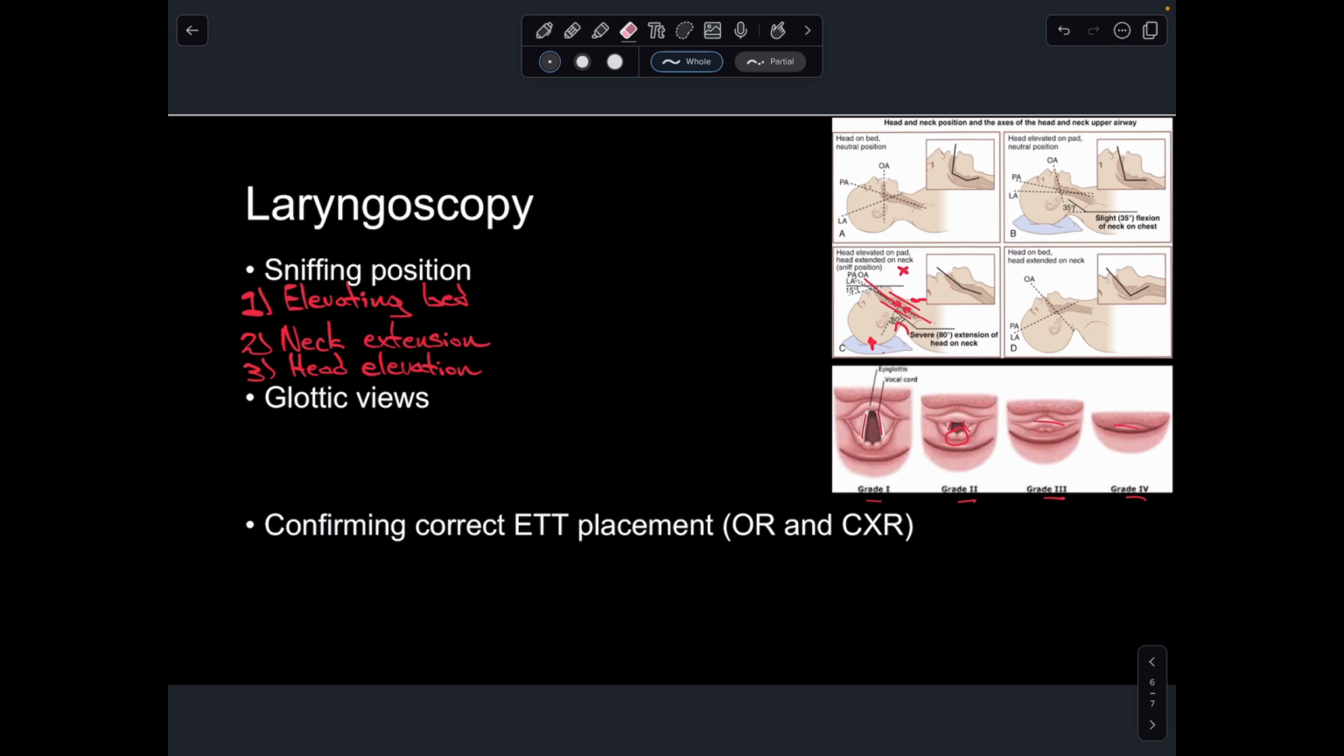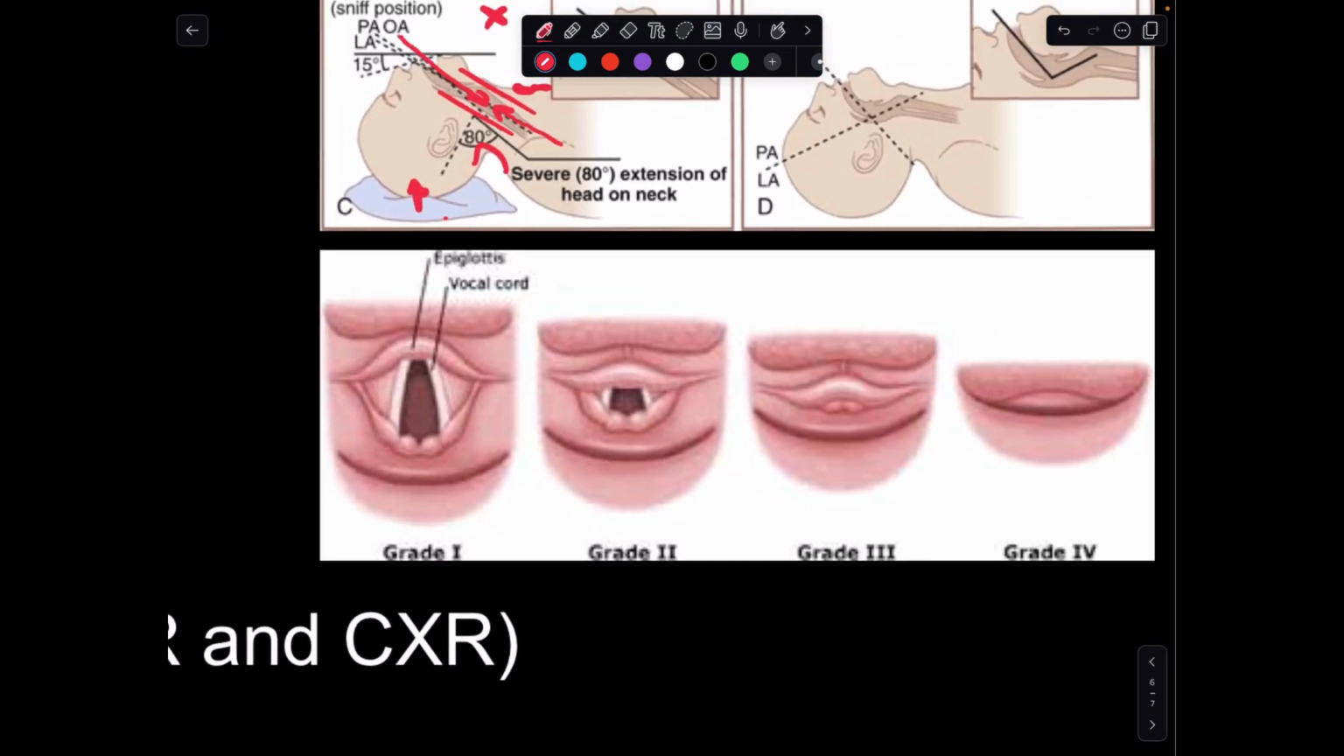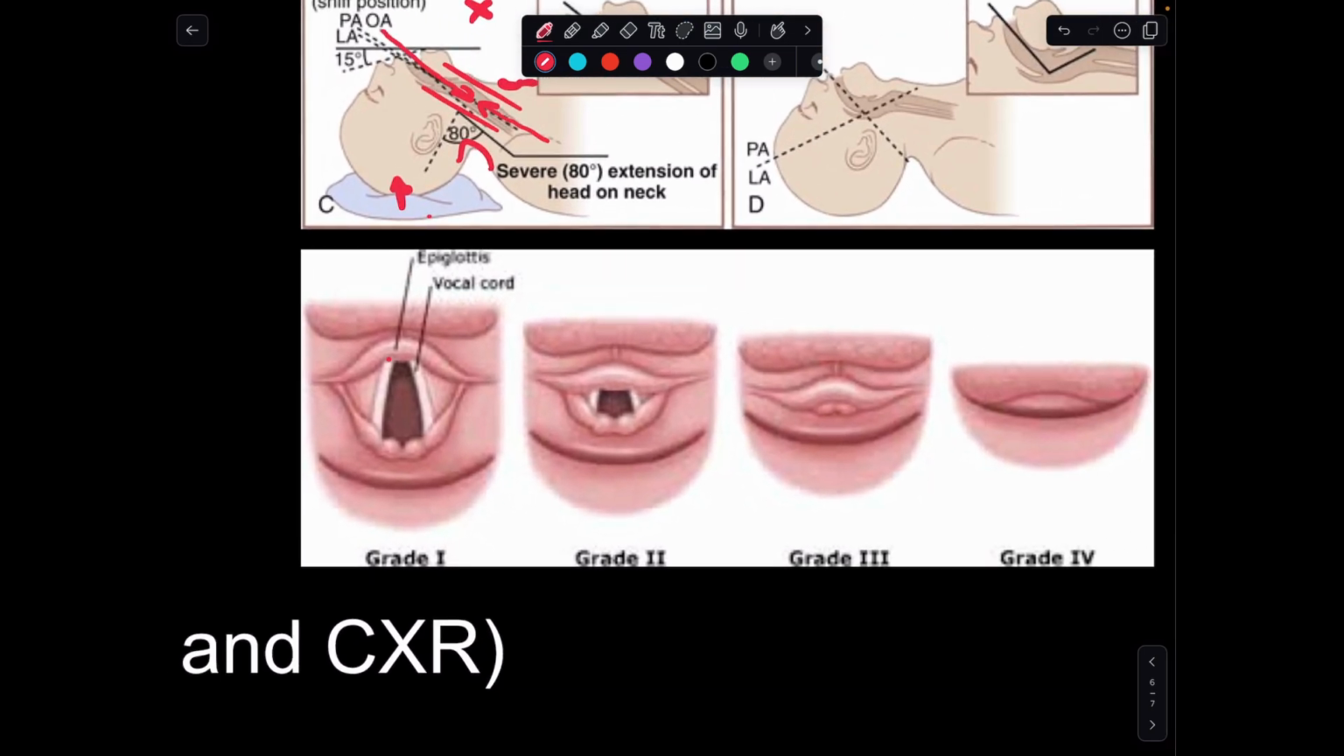And then it's important to be able to describe exactly what you're seeing when you say, I see vocal cords, because that could mean a couple different things. There are different grades of visualizing the vocal cords. Grade one is where you can see almost all or most of the vocal cords right here. You have a great view. You'll just place the tube right there, nice and easy.